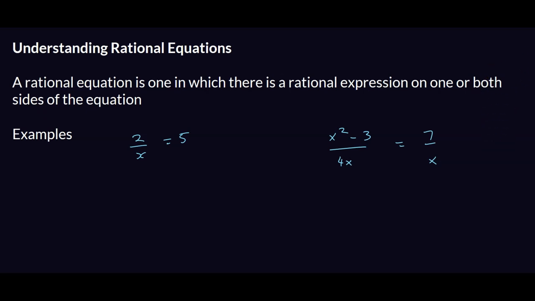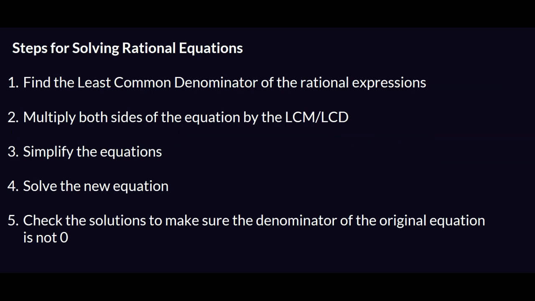So the question you may ask is, how do I go about solving rational equations? The first thing you're going to do is to find the least common denominator of the rational expressions. So you're going to take the denominators and find the least common denominator. And then you're going to multiply every term on both sides by this least common denominator. We're going to simplify the equation that we get, and then we will solve the equation right after that.